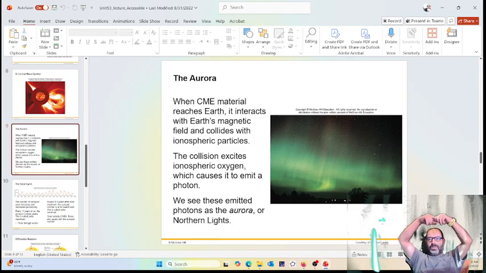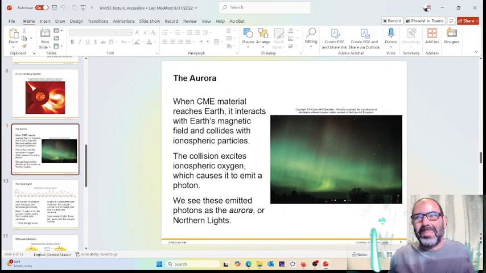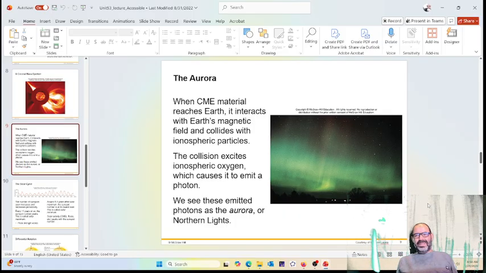They come with tremendous speed. What happens in this case, which are mainly protons and electrons, so that you know. Okay, so those are the particles that are in these CMEs coming from the sun. So when they hit the upper layers of the atmosphere, they interact with the oxygen, which causes them to emit light with different colors.